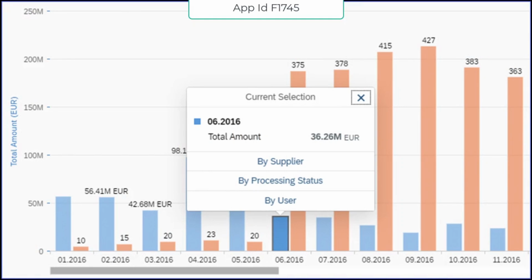In the slide, you can see that you can drill down further into the data that's shown in the chart by selecting relevant areas. So you can see that period 6 is highlighted. For example, if I choose the 375 in period 6, I will be able to see the 375 invoices by supplier, user, or in this case I'll choose processing status.